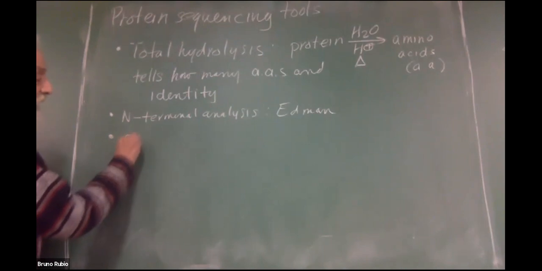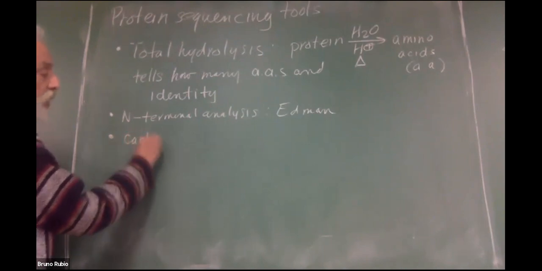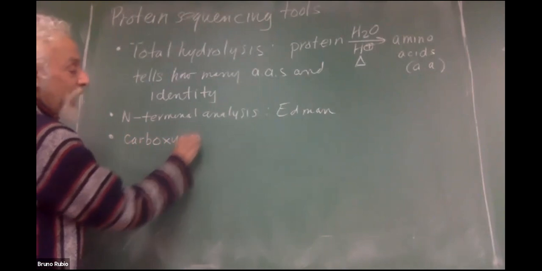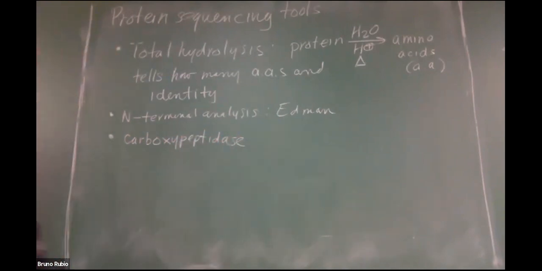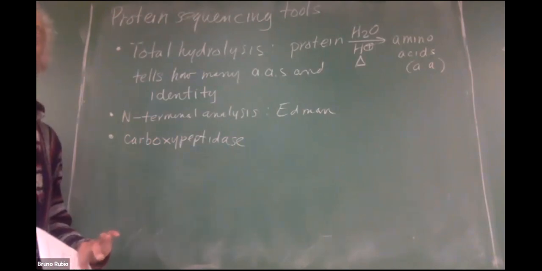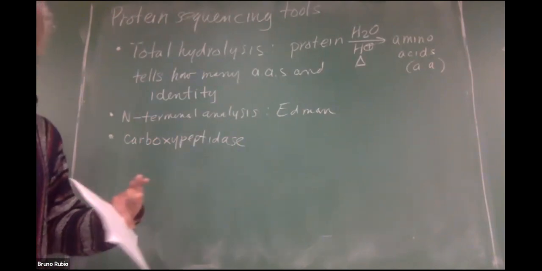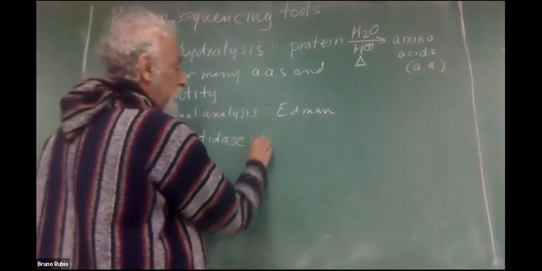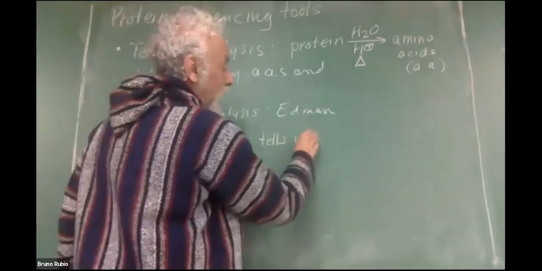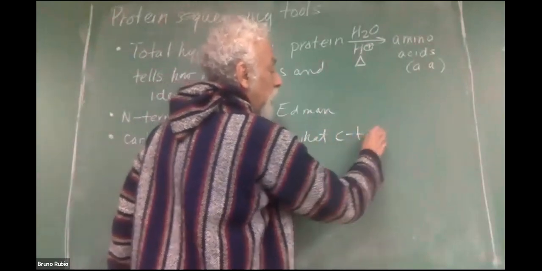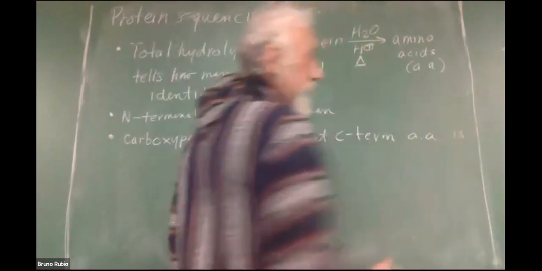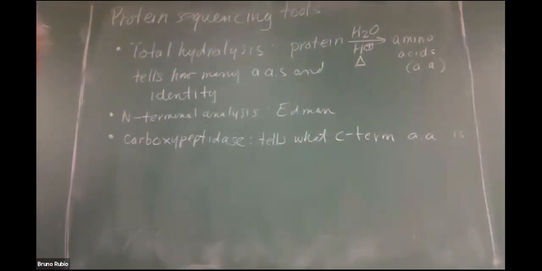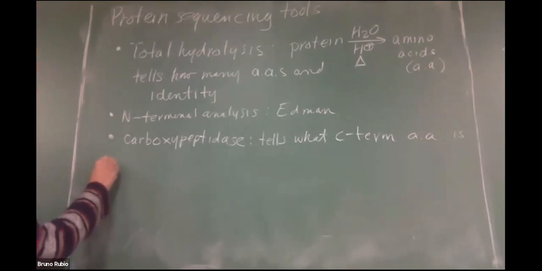You have these enzymes. One of the first ones is carboxypeptidase. Okay, this is an enzyme, and it bites off the C-terminal or last amino acid. This tells what the C-terminal amino acid is.